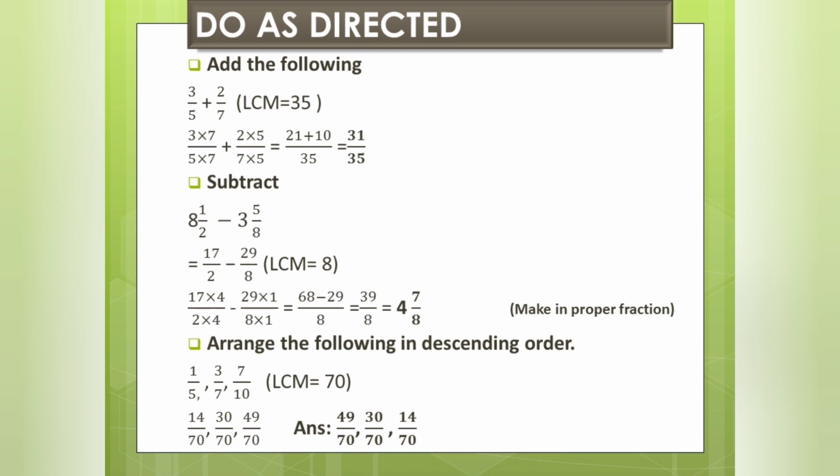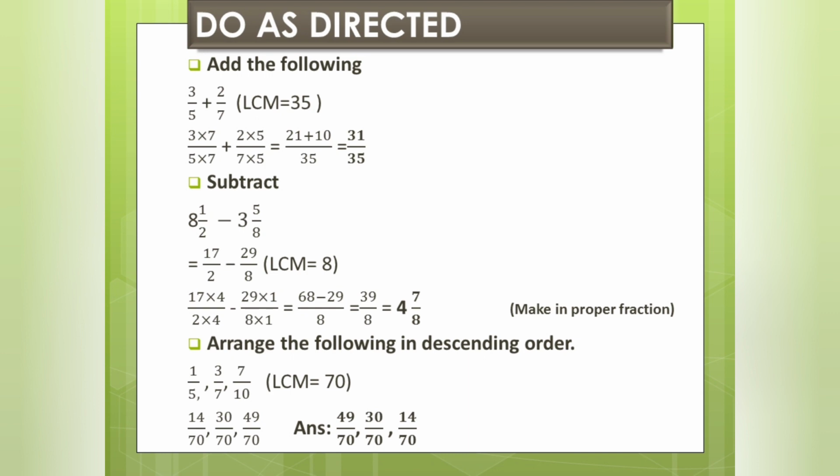Here also all the 3 denominators are different. First of all, just find the LCM of 5, 7 and 10. Then we'll get the LCM as 70. The same way we have to take the first fraction, 1 upon 5. How many 5s are 70?